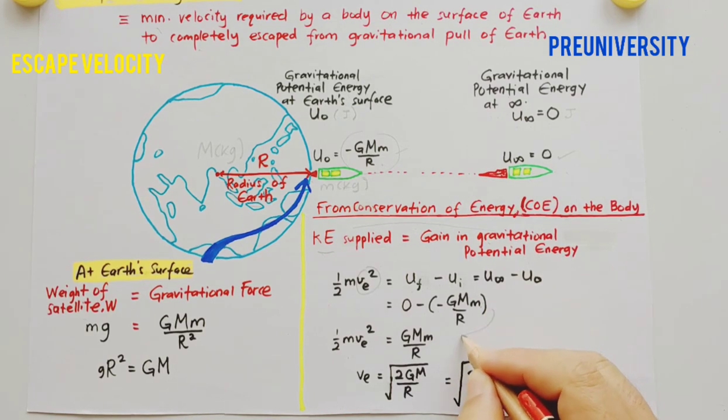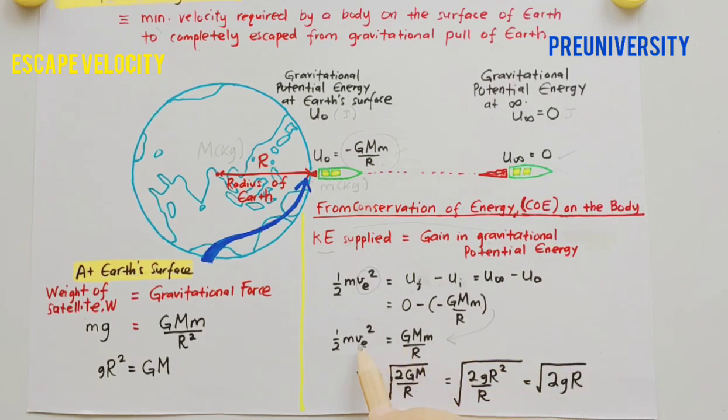Then we continue, so we have this equation, then we manipulate this equation, and we can get the escape velocity v_e is equal to the square root of 2GM over r.